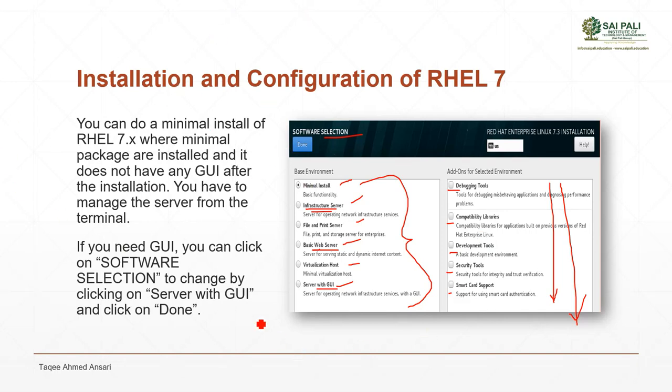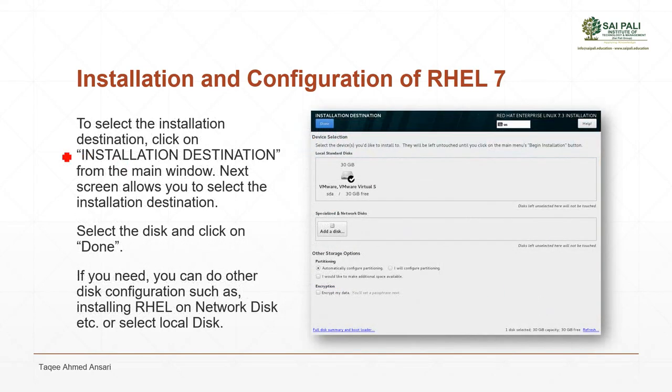Now this time I will select the graphical one, and if I want, then I can select some extra packages, extra software also. After selecting that, then we can go for installation destination. Now installation destination means where you want to install. So here it will show you the hard disk name which you have. If you have multiple hard disks, it will show you those multiple hard disks here, and this tick means this one is selected.